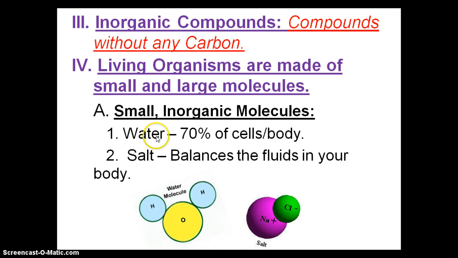For example, water makes up about 70% of us. As you can see, H2O has no capital C carbon in it, but it's definitely very important. Salt balances the fluids in your body. Salt is sodium chloride, Na, and Cl. There is no capital C carbon in chloride. This is capital C and lowercase l, which means it's different, right, on the periodic table.